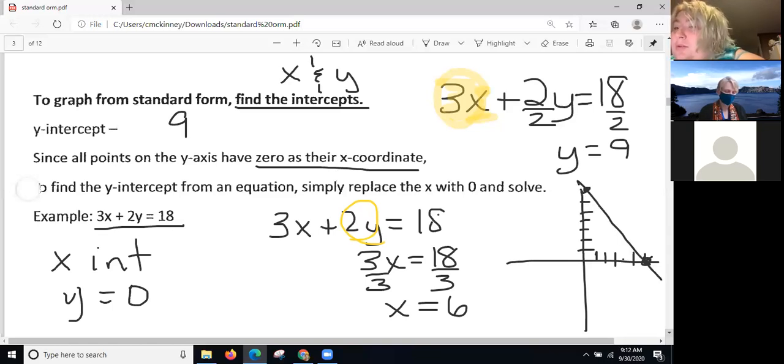And then we're going to connect. So if you want the x-intercept, you're going to take the constant and divide it by the x coefficient. If you want the y-intercept, you take the constant and divide it by the y coefficient.